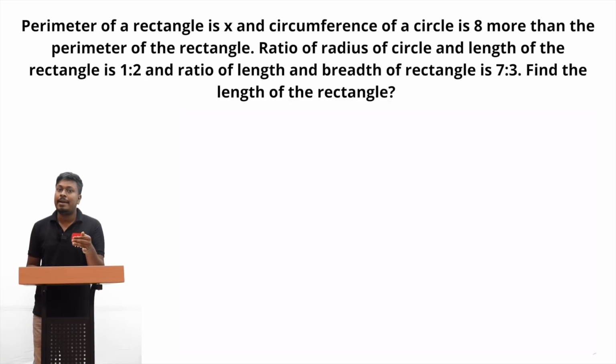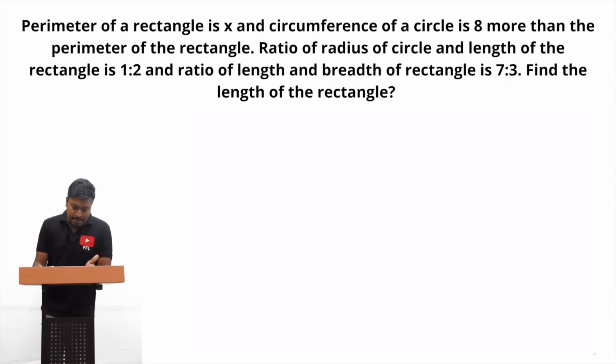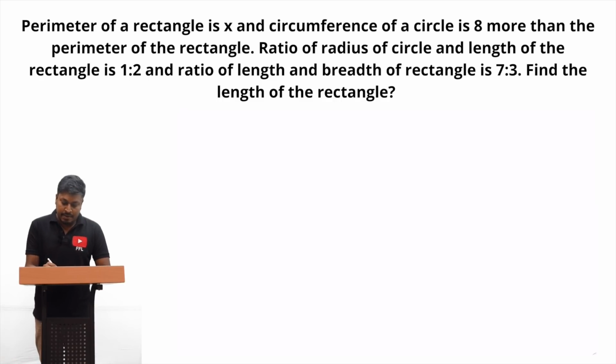If you are strong in the formulas and you have learnt all the concepts of this measurement, solve it, or else don't touch this question, leave it in the exam. So first, perimeter of the rectangle is x. They have given that the perimeter is x and the circumference is 8 more than the perimeter. Got it or not? So next point, the ratio of the radius of the circle and the length of the rectangle is 1:2.